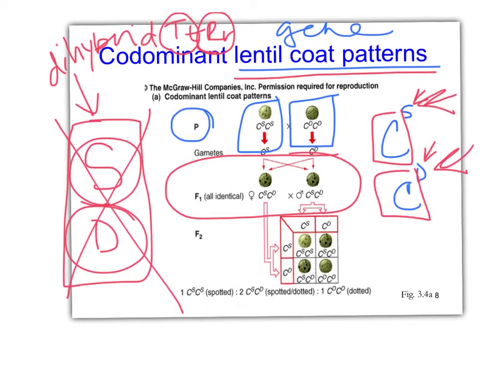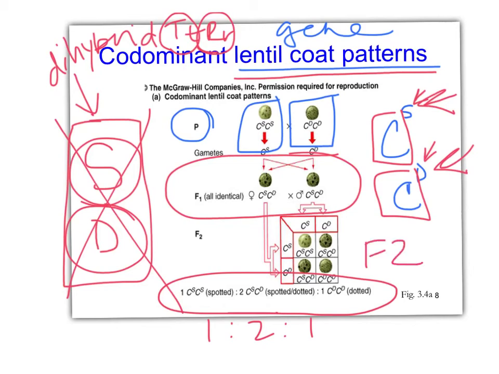But if you look at genotype and phenotype, it's still going to be 1 to 2 to 1, so those two are the same. And again, back to the F2, we get our spotted only and our dotted only, and then our heterozygous too. So again, genotypes don't change, just what we call them, what they look like, their phenotype changes.